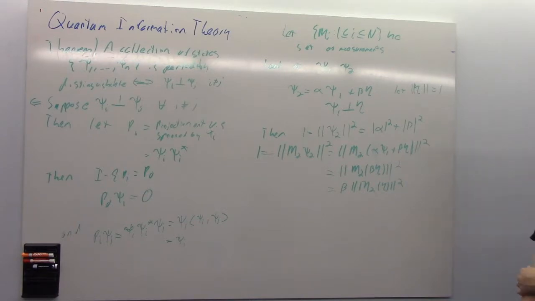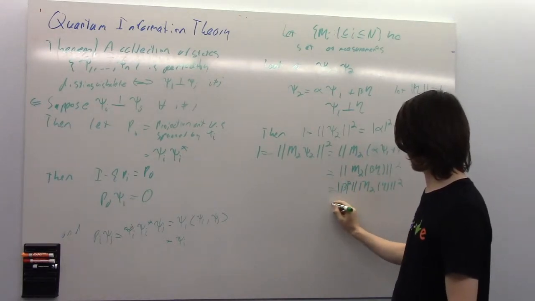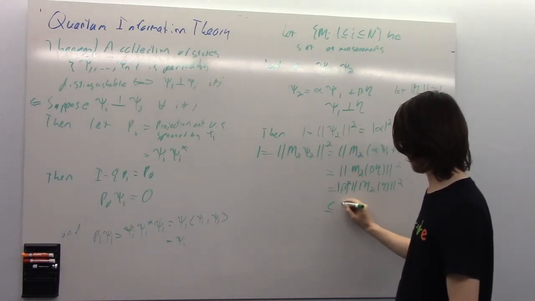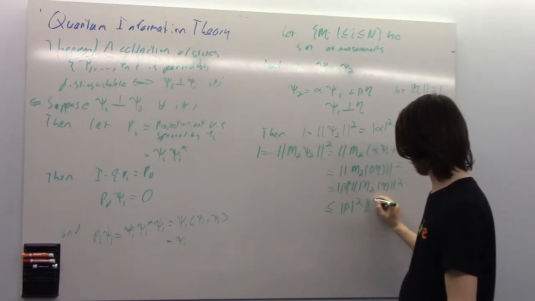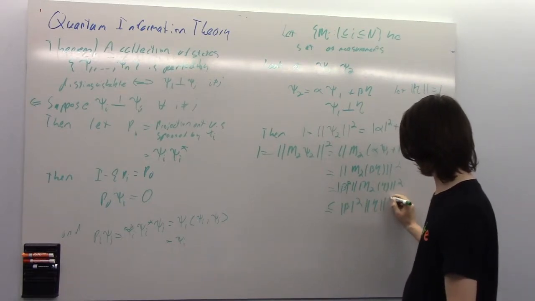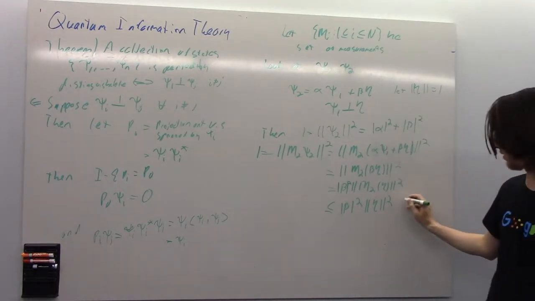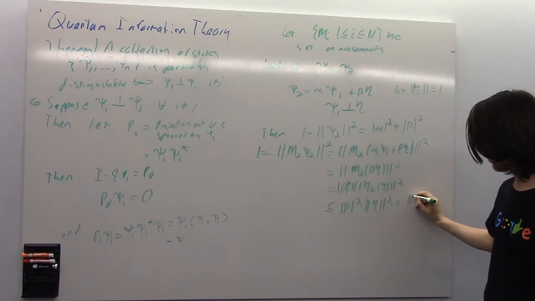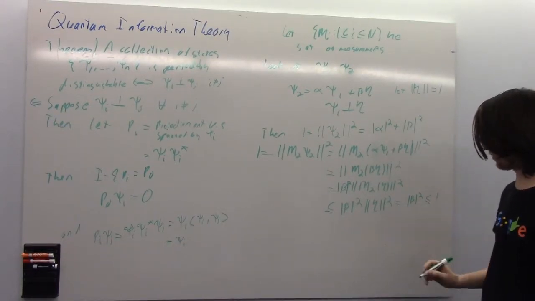Well, we know that this is less than or equal to beta squared norm eta squared. But eta squared is norm 1. So this is beta squared. And this is less than or equal to 1.